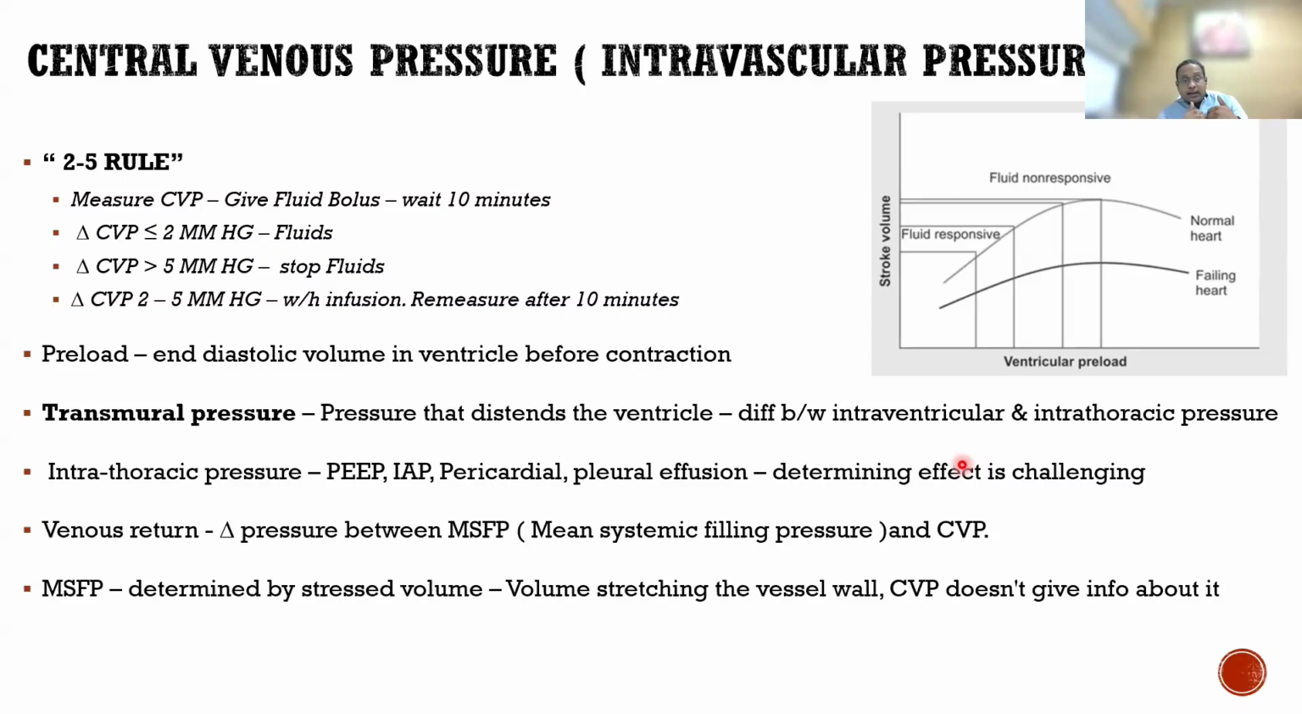The same amount of volume, if the venous resistance is high, can exert a higher pressure. That amount of volume which is exerting a pressure on the vessel wall is called the stressed volume, and it can be higher for the same amount of total volume. So we don't know how much stressed volume and how much unstressed volume the patient has. CVP doesn't give us any information about that.